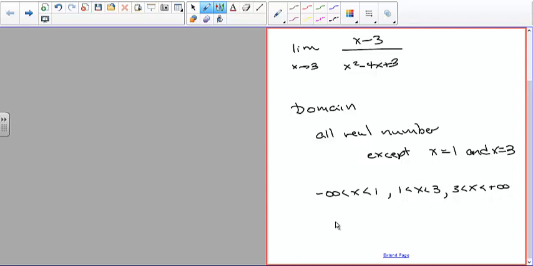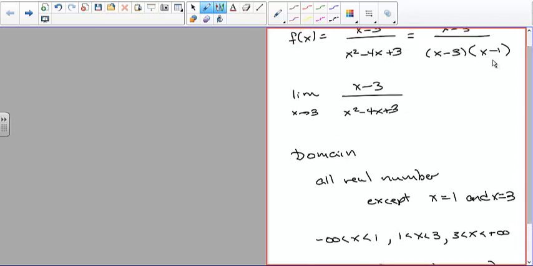Or like you did, you could show it with curved parentheses: negative infinity, comma 1, curved parenthesis, 1 comma 3, and 3 comma positive infinity. So these curved brackets are showing that I'm not including the endpoints. So again, the domain doesn't include x equals 1 because that's where you have the vertical asymptote. And it doesn't include x equals 3 because you have an indeterminate result.